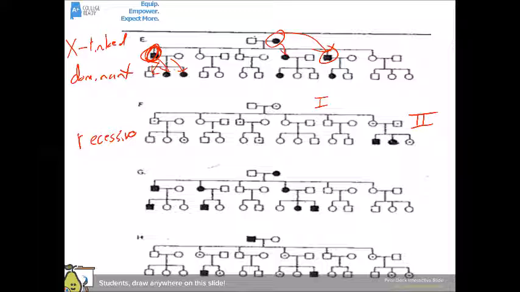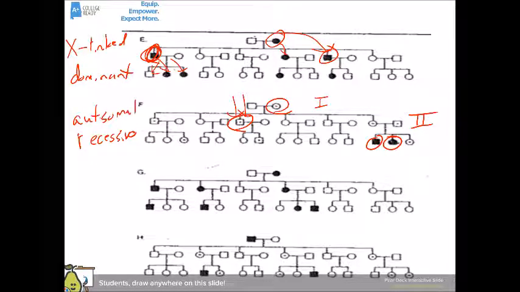And finally, are males and females affected equally? Well, there's only one of each gender affected. Also notice that females are carriers, and so are males. Remember that males can't carry sex-linked traits because they only have one X and one Y chromosome. So if there's a male carrier, pretty much always we're talking about an autosomal trait. So the mode of inheritance on F is autosomal recessive.